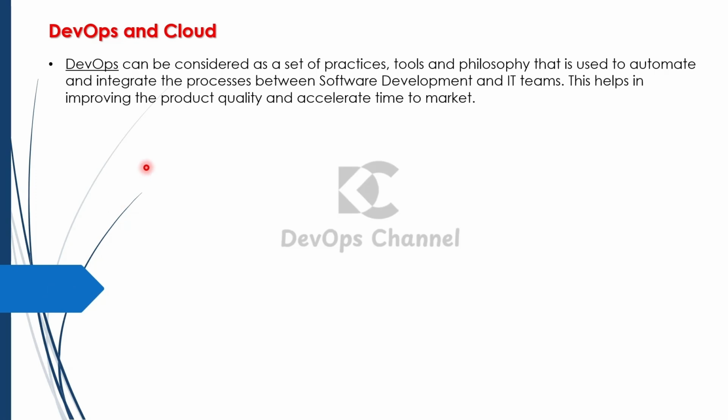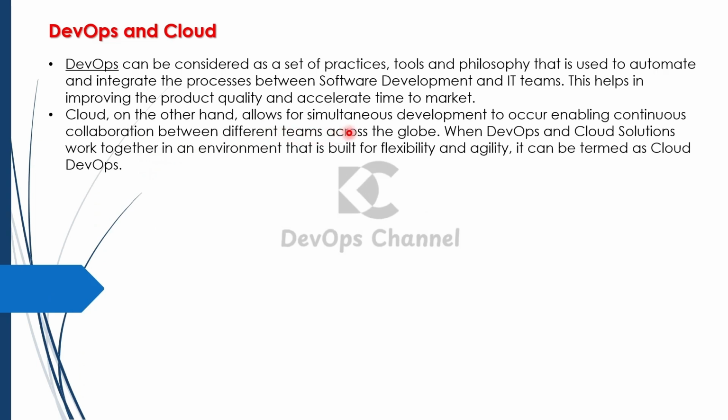Now, on the other hand, the cloud basically allows for simultaneous development to occur, enabling continuous collaboration between different teams across the globe. When DevOps and cloud solutions work together in an environment that is built for flexibility and agility, it can also be termed cloud DevOps. This term is sometimes asked in interviews: what is cloud DevOps? If DevOps and cloud work together, that is called cloud DevOps.